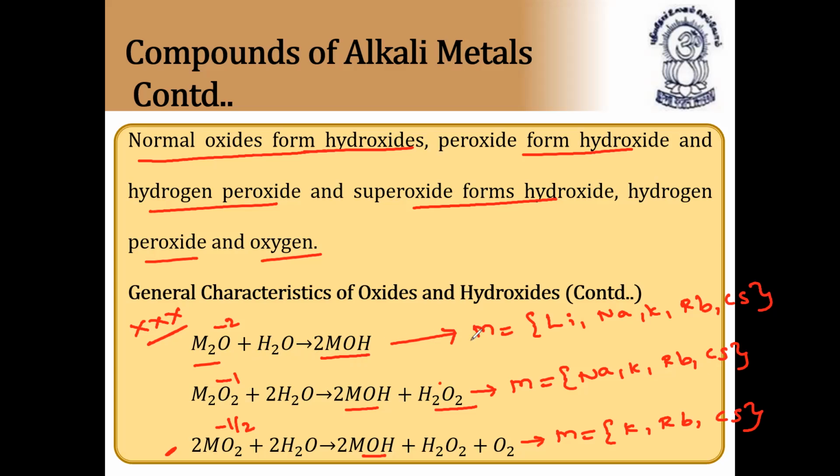In the first case, in place of M, you can keep all the alkali metals except francium. Second case, all alkali metals except lithium and francium. Third case, only potassium, rubidium, and cesium will form superoxides. No other alkali metal does. Lithium and sodium cannot form superoxides.